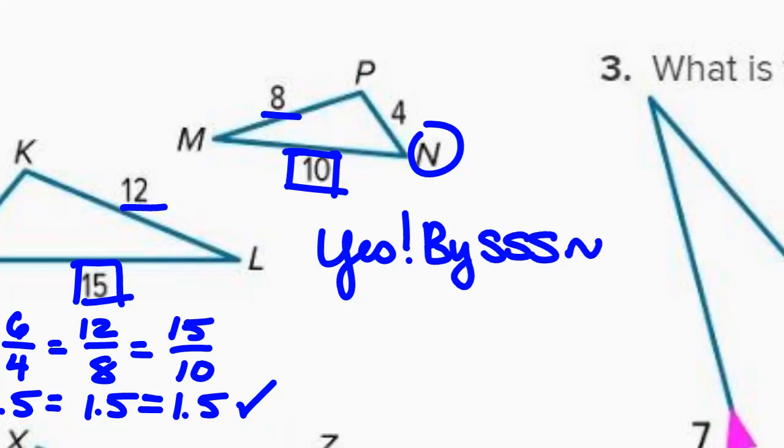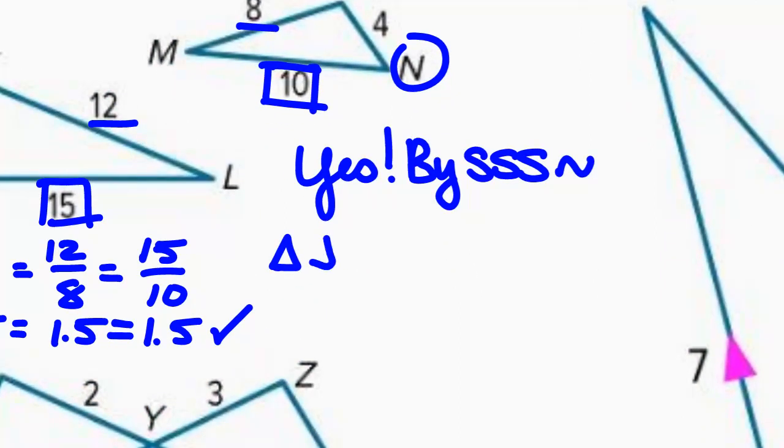And then it says write the similarity statement. So my similarity statement here would be triangle JKL is similar to triangle NPM.